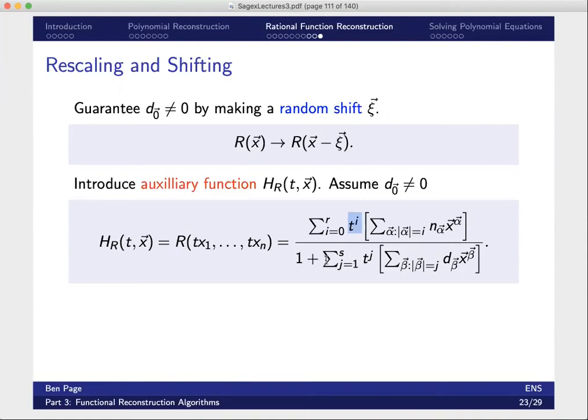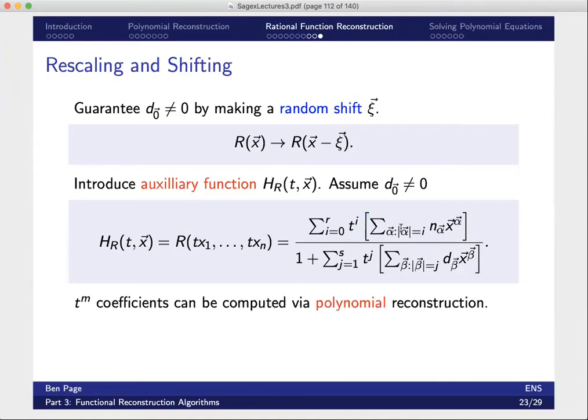If we then look at this function, HR of t and the vector x, it really does look like a univariate function in t, like our canonical form. So we have a constant piece in the denominator, and something that is a univariate rational function in t. And further, every coefficient of some power of t is a multivariate polynomial. This means that we can apply our composition strategy. The coefficients of t to the m are multivariate polynomials, and we can apply polynomial reconstruction.